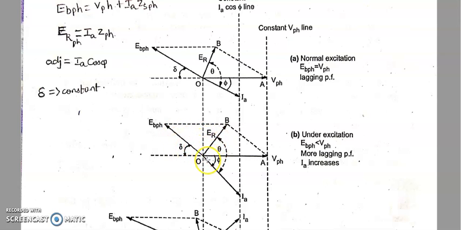Like I said, in the under excitation condition, IA will increase, and the power factor angle will also increase. That is, power factor decreases. The power factor angle gets increased, power factor decreases and becomes more lagging in nature. Whereas EB phase, you can see it is reduced here, because as I am reducing the field current, EB phase will also reduce.